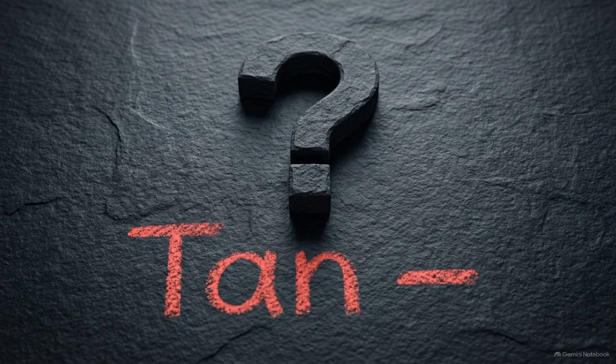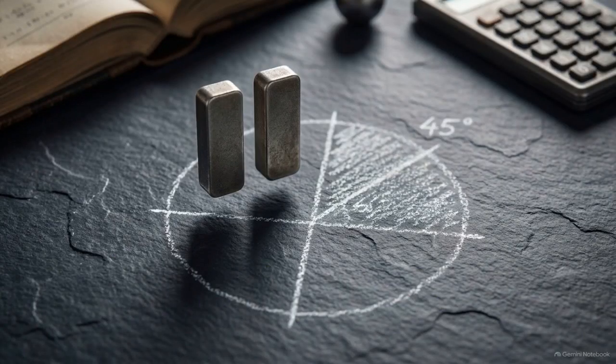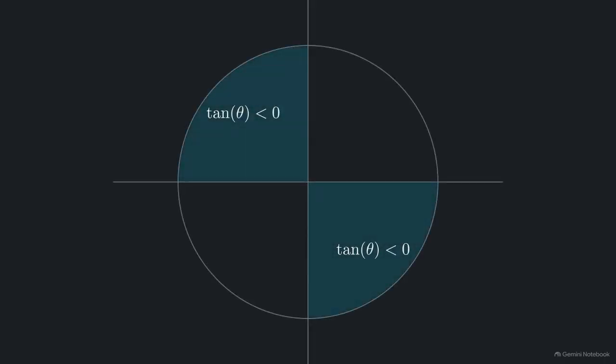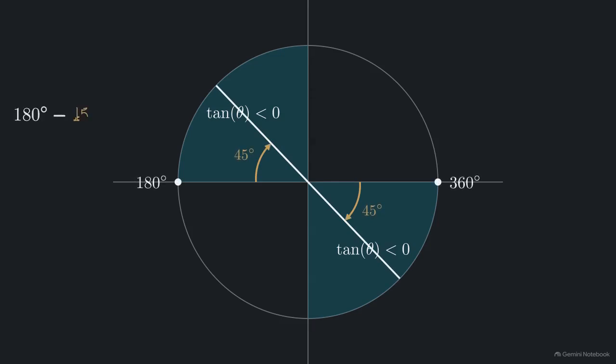Now, test the process. If you have a negative tangent value and a reference angle of 45 degrees, pause the video and use the chart to find both correct angles. Tangent is negative in quadrants 2 and 4. Subtracting the 45-degree reference angle from the 180 and 360 degree marks gives us 135 degrees and 315 degrees.